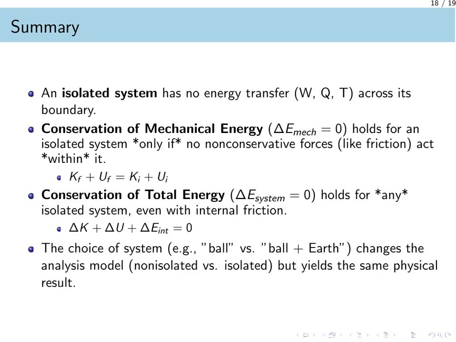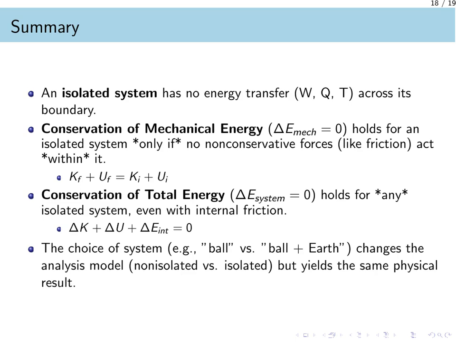Let us summarize the key ideas from this section. We defined an isolated system as one with no energy, such as work or heat, crossing its boundary. For such a system, the total energy is always conserved. We then looked at a special case, the conservation of mechanical energy. This principle holds only if the isolated system has no non-conservative forces, like friction, acting within it.